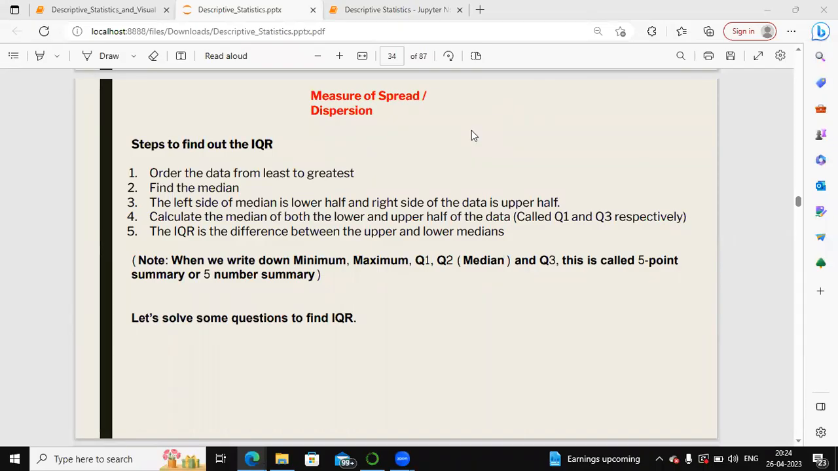So hey guys, in the previous session I stopped over here in the measure of this question. So I'm going to continue from this here. So these are the steps to find out the IQR.